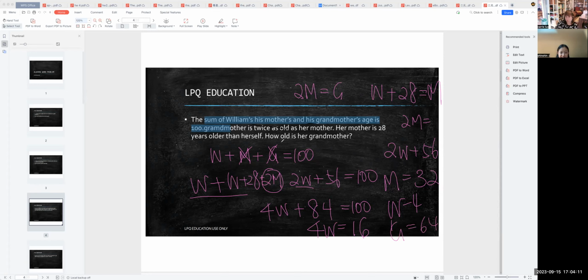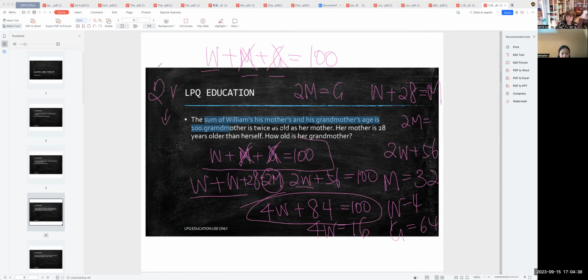Did you see that I always replace? The basic one is William plus mother plus grandmother equals 100, but we can just replace. At the very beginning we have 3 variables, and at last we only have 1 variable. Did you see that, xinxin? That is the process. You change 3 variables to 2 variables, 2 variables to 1 variable, then you can solve the problem. Every single question is always like that.